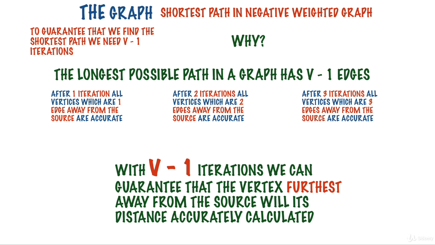Which means if we do v minus 1 iterations, we can guarantee that the vertex which is furthest away from the source will have its distance accurately calculated. Because this guarantee only exists at the v minus 1th iteration, we need at least v minus 1 iterations for the Bellman-Ford algorithm to give accurate results.